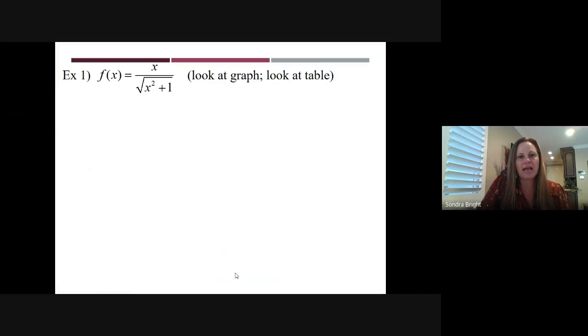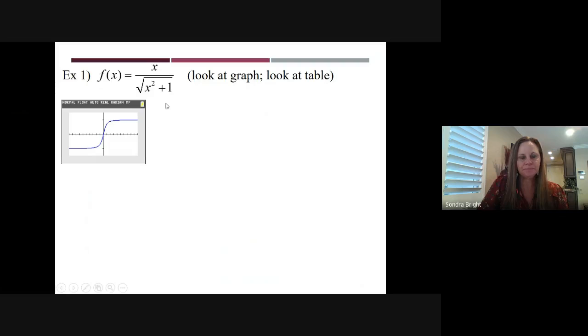All right, let's look at this function, x divided by the square root of x squared plus 1. Let's put that in your graphing calculator, under y equals, x divided by square root of x squared plus 1. So here's the graph that you should have gotten on your graphing calculator.